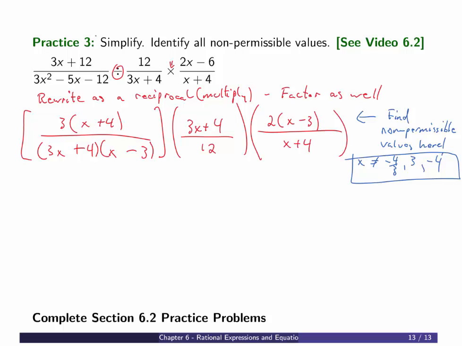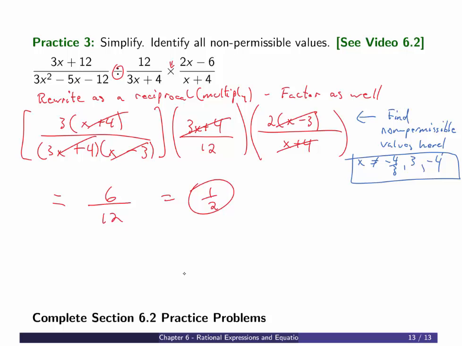You get the idea. Here we go. Time to cancel off like a madman. 3x plus 4 cancels, x plus 4 cancels, x minus 3 cancels, and we're left with not much. So this is all the x values canceled. So we're going to be left with 6/12, which is 1/2. Jeez. So everything reduces. That worked out well.